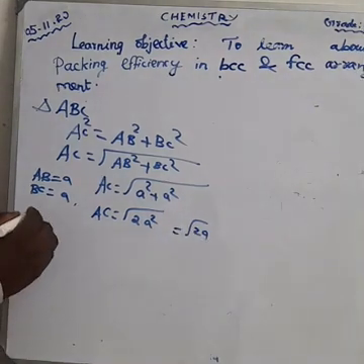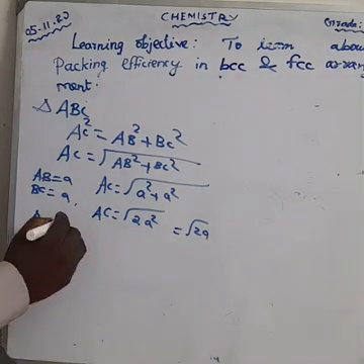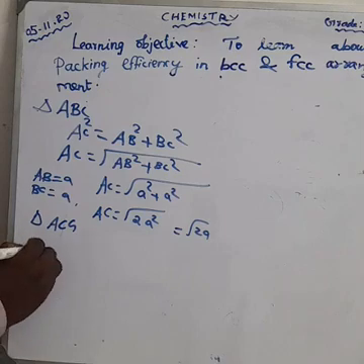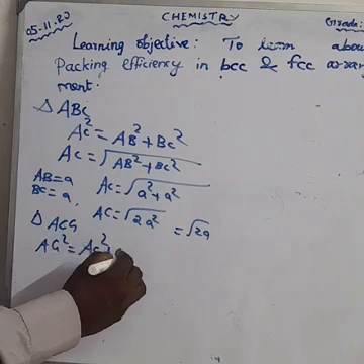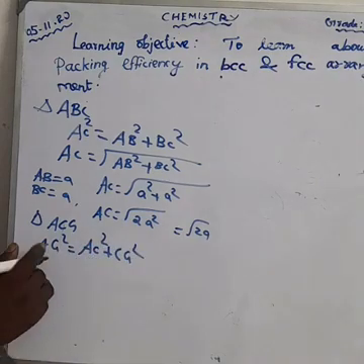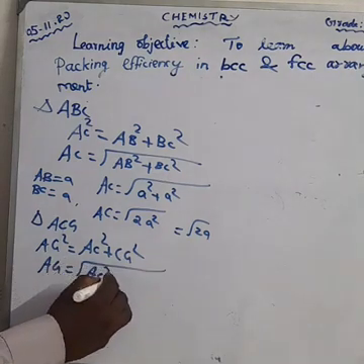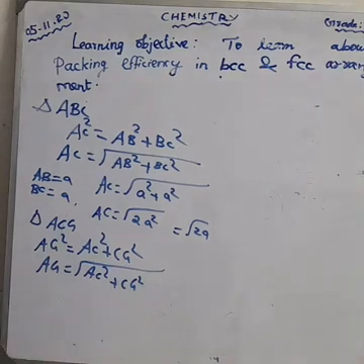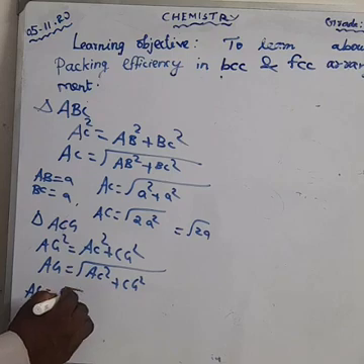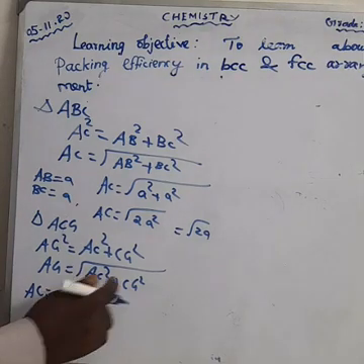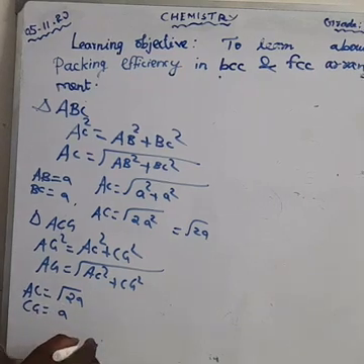What is about the triangle? Triangle ACG. Okay? That AG square is equal to AC square plus CG square. Here we should write AG. AG is equal to root of AC square plus CG square. Okay. Here, what is the value of AC? AC is equal to root 2A. What is about the CG? CG is equal to A. So, we should substitute this value.